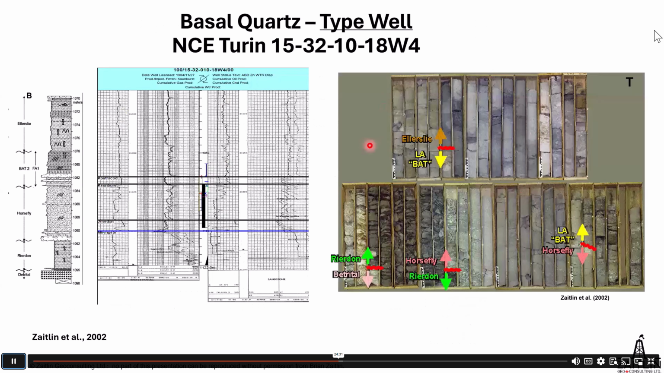We had core available to us, like this 15 of 32 well, which basically showed the core interval and how those different units actually sat in space.